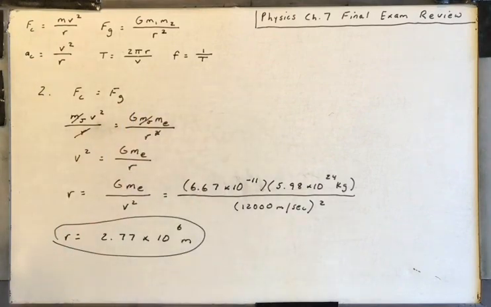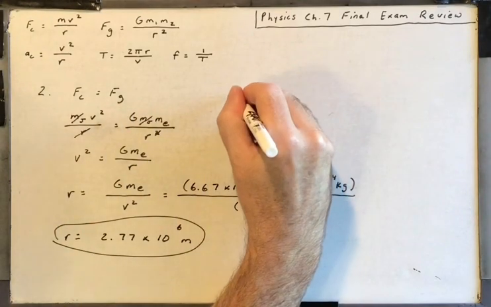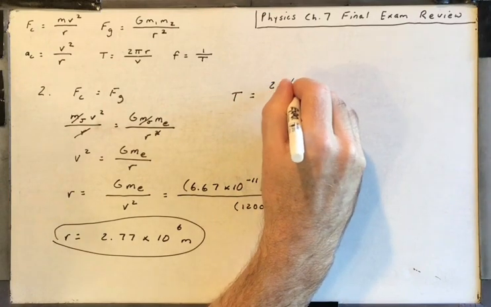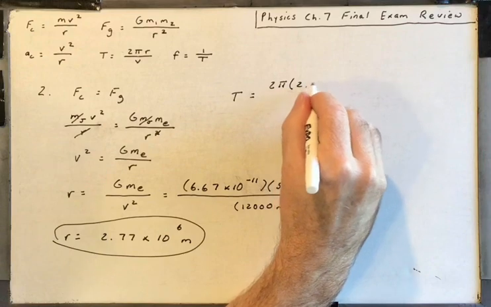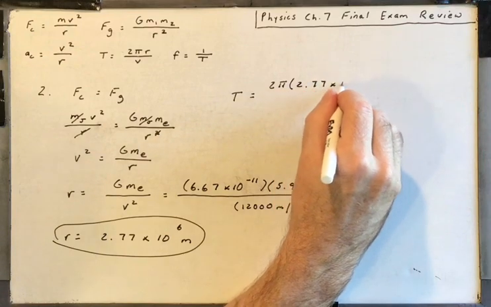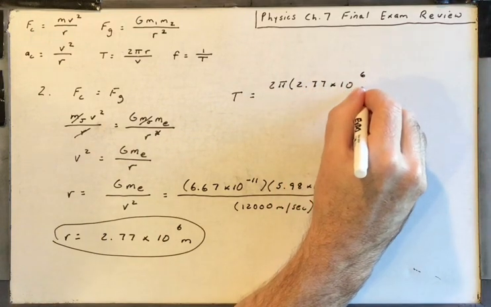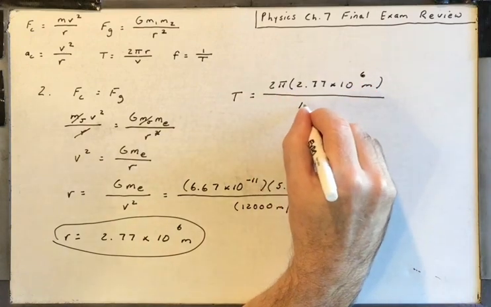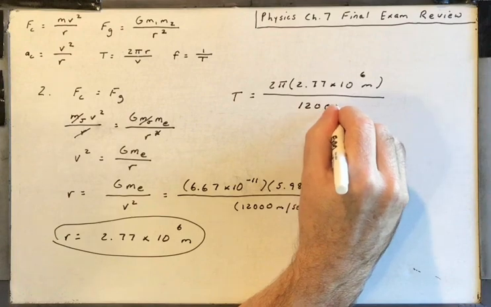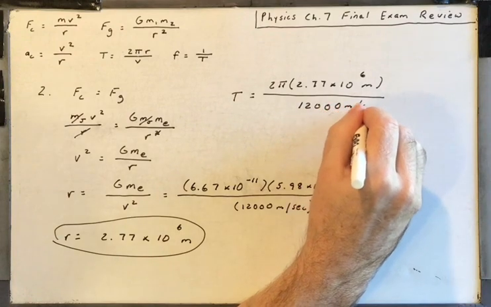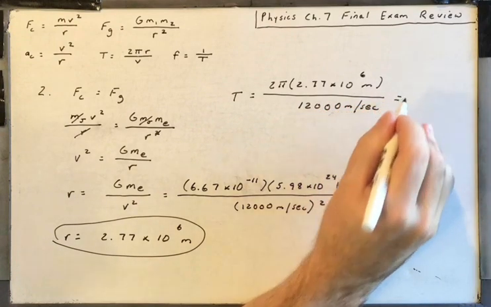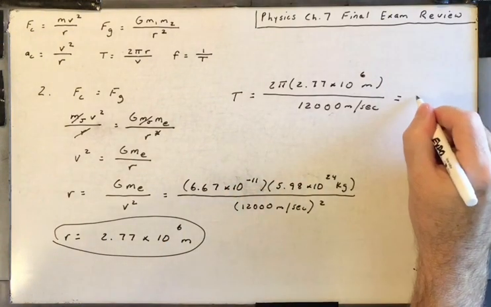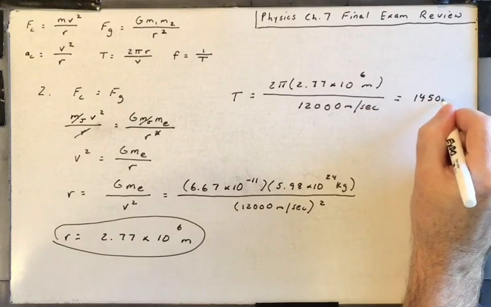Now we can use that to get the period. So we know that period is going to be 2 pi times that radius, 2.77 times 10 to the 6th, over the velocity, which is 12,000. So that will give us a period of 1450.4. The unit is going to be seconds.